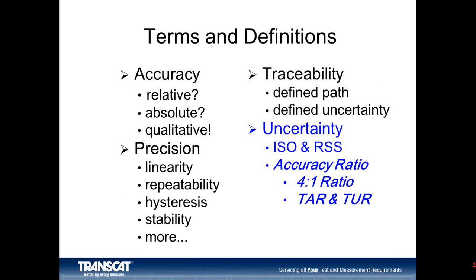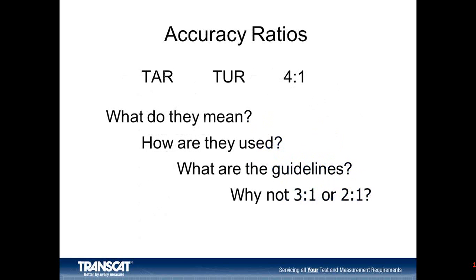Okay, so continuing on, an alternate approach, or sometimes interwoven in the process that uses the ISO method, we have this category called accuracy ratio. 4-to-1 ratio, TUR, test uncertainty ratio, TAR, test accuracy ratio. What are these? What do they mean? How are they used? What are the guidelines? Why not 3-to-1 or 2-to-1? What's so magical about 4-to-1?